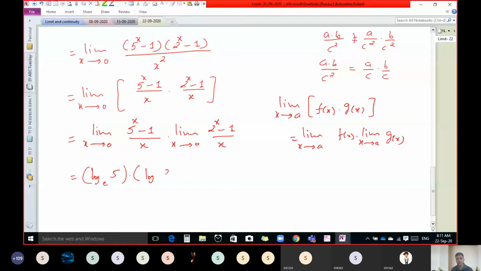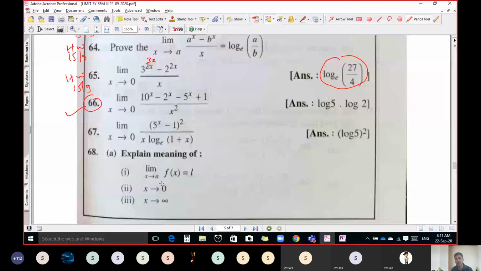Nothing is possible. See, if it is like this, log 5 plus log 2, if there is a plus sign here, then you can write this as log 5 into 2. But right now, nothing is possible. So this is your final answer: log 5 into log 2. Log 5 base e is already there, into log 2 base e is already there. So log 5 into log 2, that is our final answer for question number 66. So this is a good question.